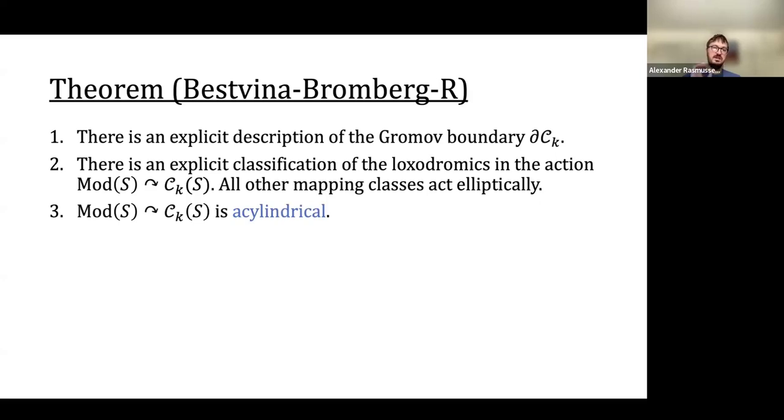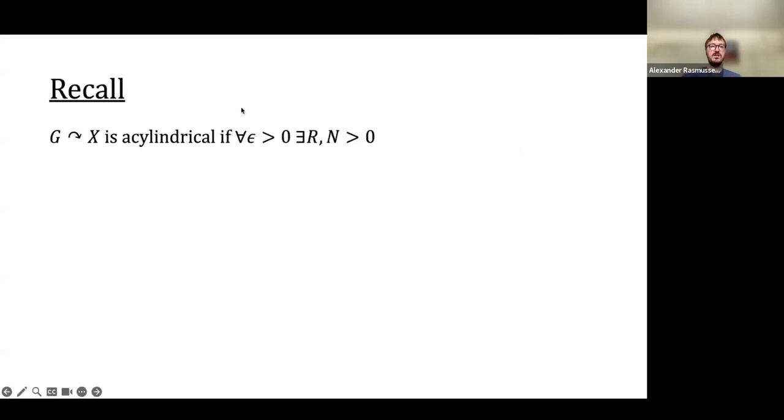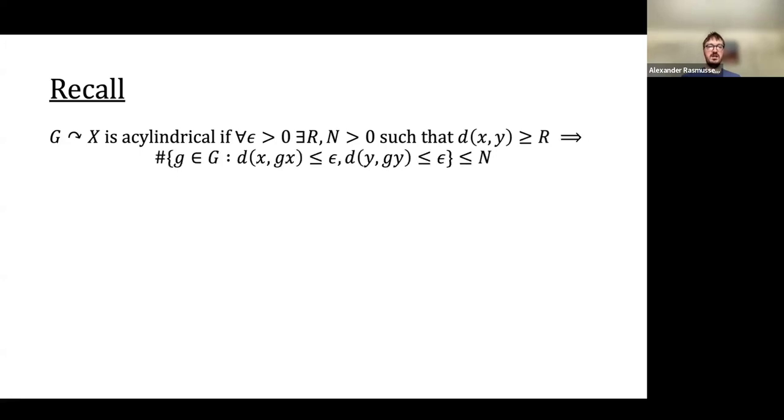All right, so this is so far just a really vague statement of a theorem. I'll try to make the statement more concrete later on. First of all, what does this last point mean, acylindrical? So the action of G on X is acylindrical if for all epsilon greater than 0, there exist R and N greater than 0, such that if the distance between x and y is at least R, then the number of group elements g moving x and y both a distance of at most epsilon is at most N.